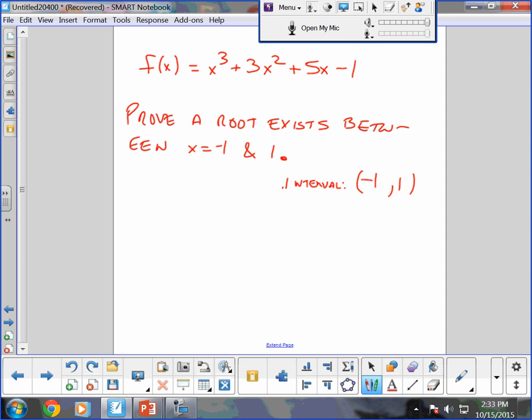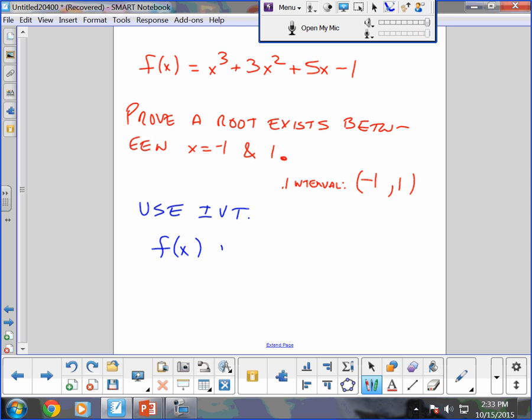And in between, it crosses the x-axis. This is an IVT problem, intermediate value theorem. And there are rules we have to do first. The first rule, if you're going to use IVT: if you want to pause the video and try, you should, because this would be a classic test problem.